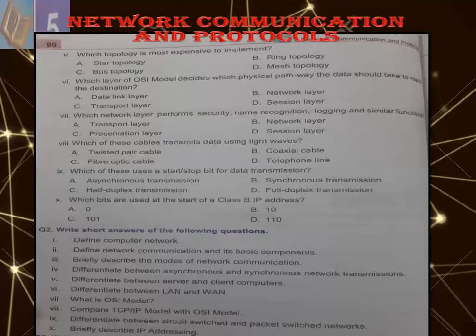And this chapter is finished. We have completed chapter number 5. All question answers and all topics are covered. Alhamdulillah, so this chapter is ended now.